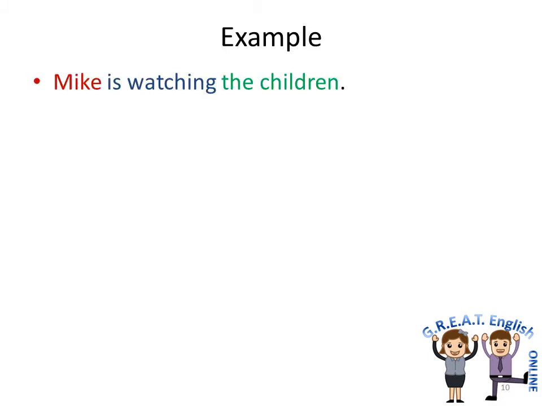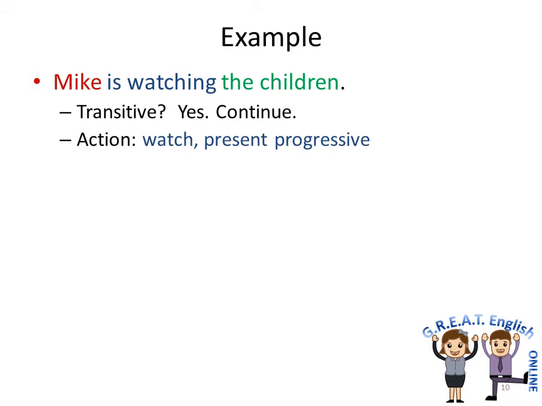Let's look at another example. Mike is watching the children. So is this transitive? Yes. Therefore, we can turn it into a passive voice sentence. Let's continue. The action of the sentence is the verb watch in the present progressive form is watching. Our agent is Mike. Mike is the one doing the watching. And the patient is the children.